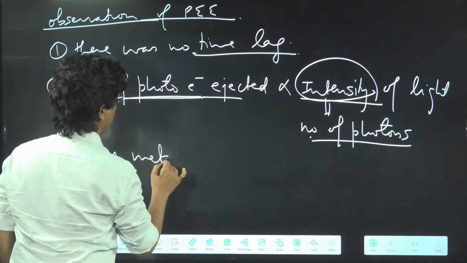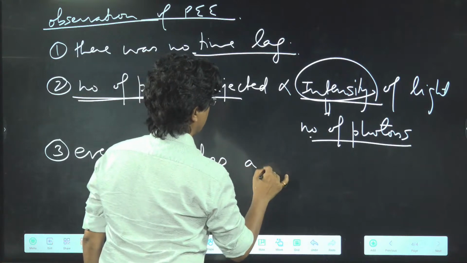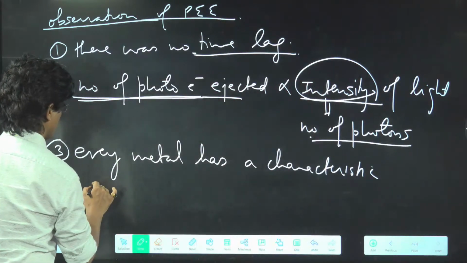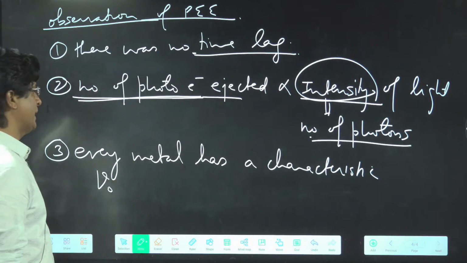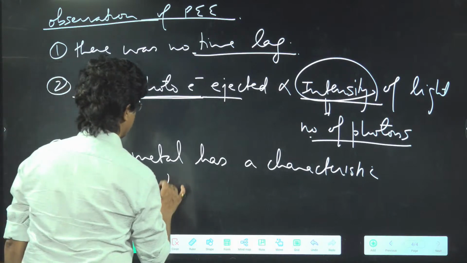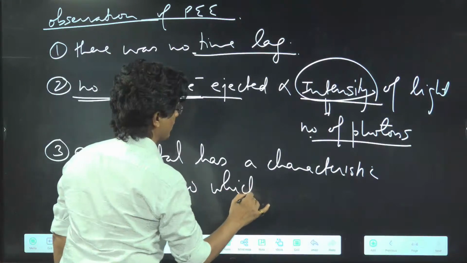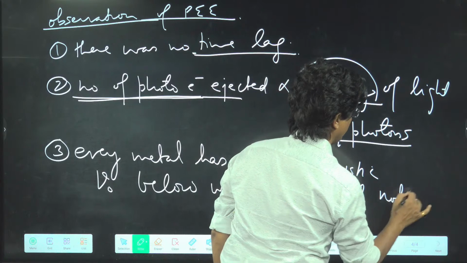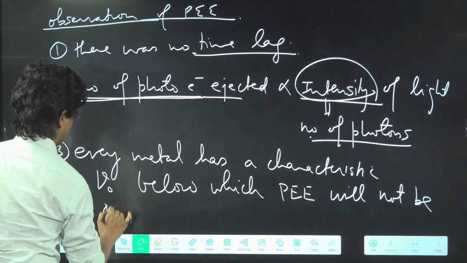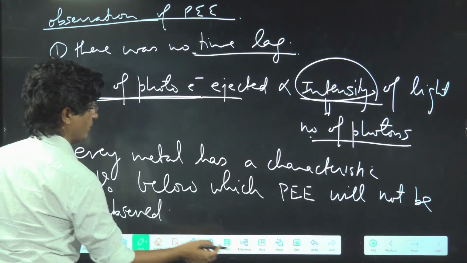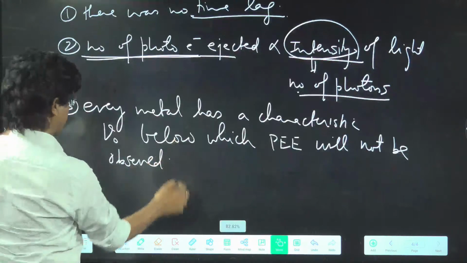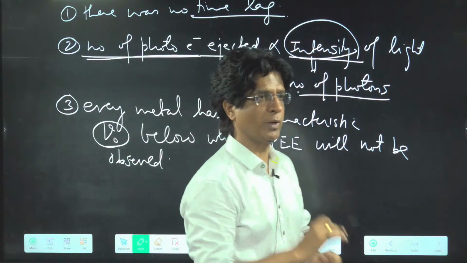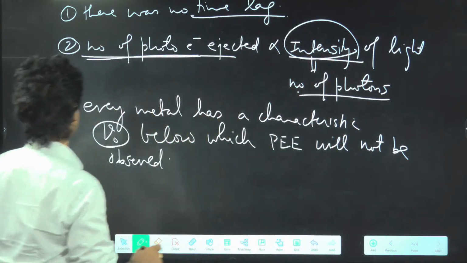Okay, third one, every metal has a characteristic threshold frequency, nu naught, below which the photoelectric effect will not be observed. This characteristic frequency is called the threshold frequency, which is the minimum frequency required to eject the electron.